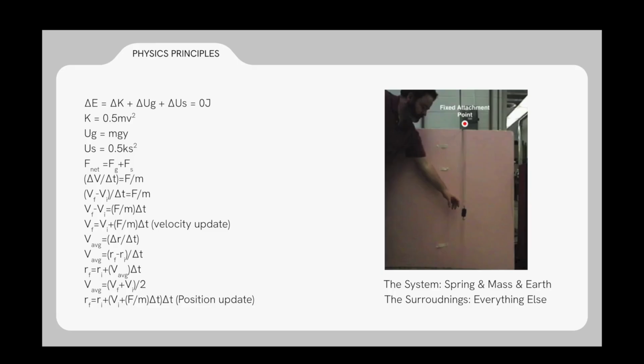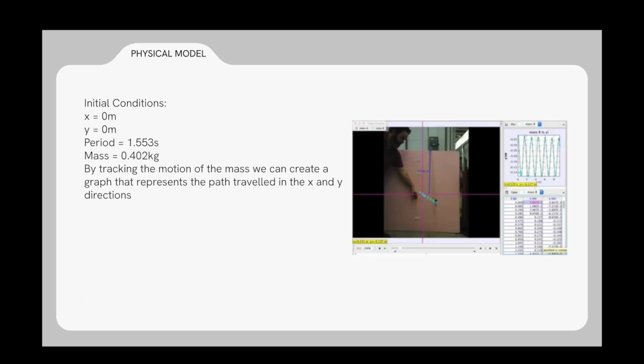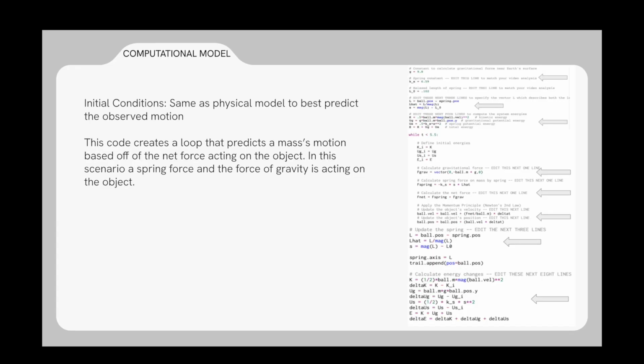For the physical model, we used the video that was given to us and plugged it into Tracker so we could track the motion in the X and Y axes. The initial conditions are shown below. For the computational model, we had to code a script that would allow us to predict the motion that we observed in Tracker with our coded model. Now, this code creates a loop that predicts the mass's motion based off of the net force acting on the object, and it uses the velocity and position update formulas to do this.